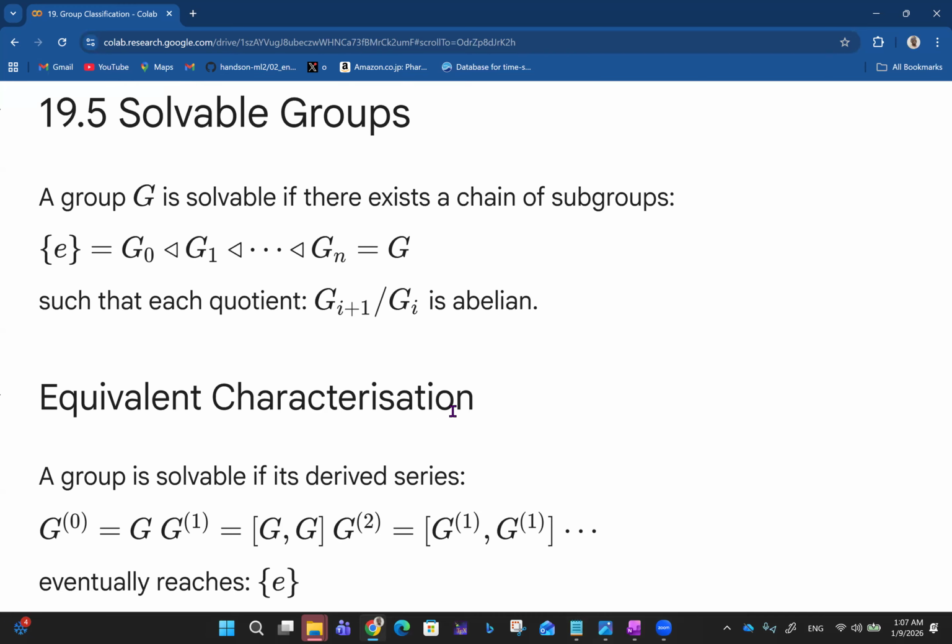So an equivalent characterization: you can say a group is solvable if its derived series, G0 is G, G1, G2, and all that, eventually reaches the identity, the singleton set of just the identity.